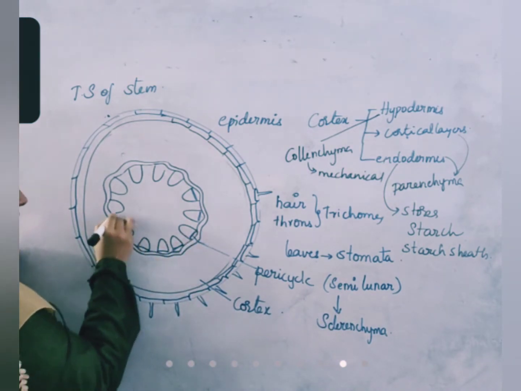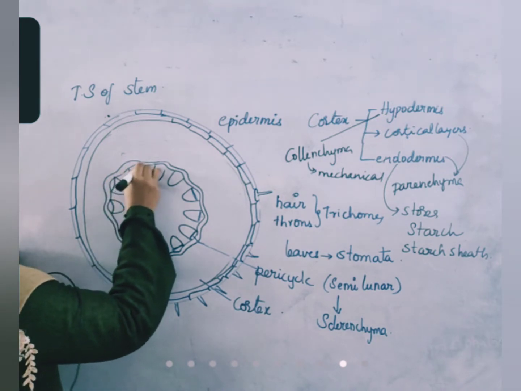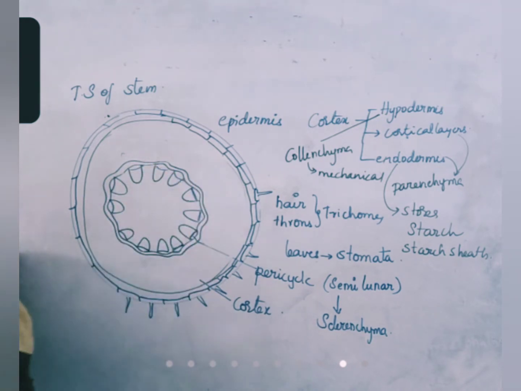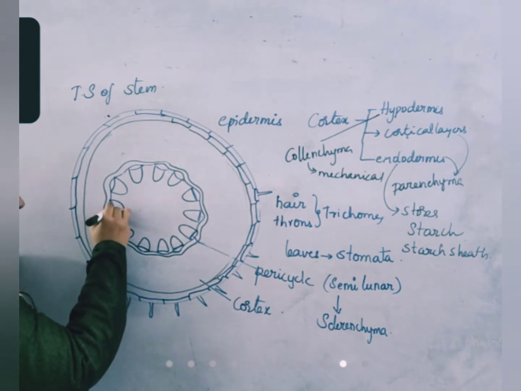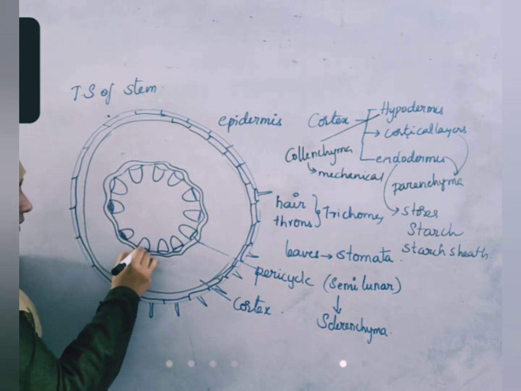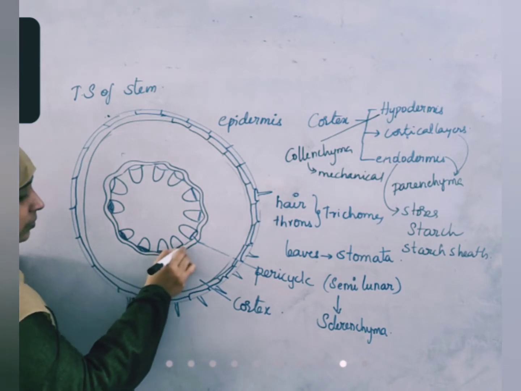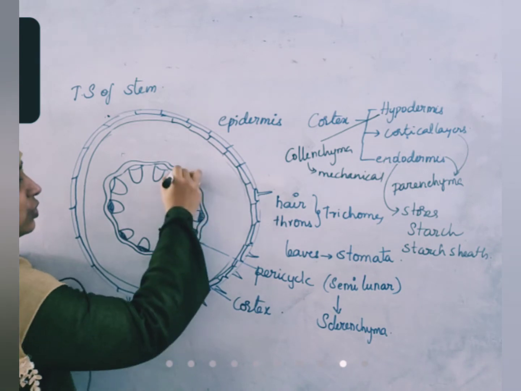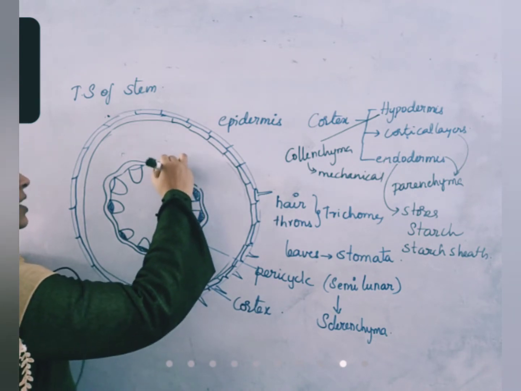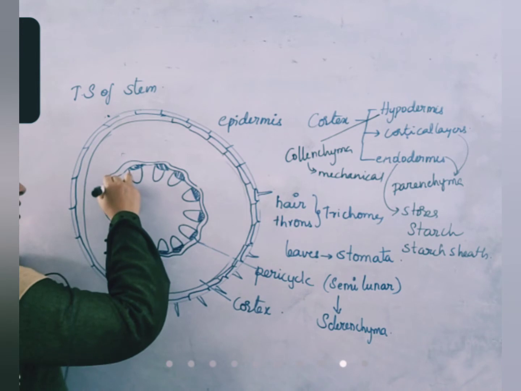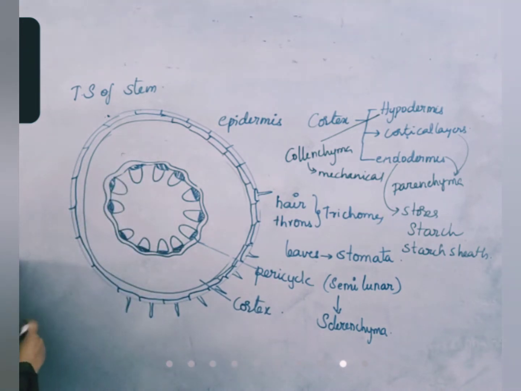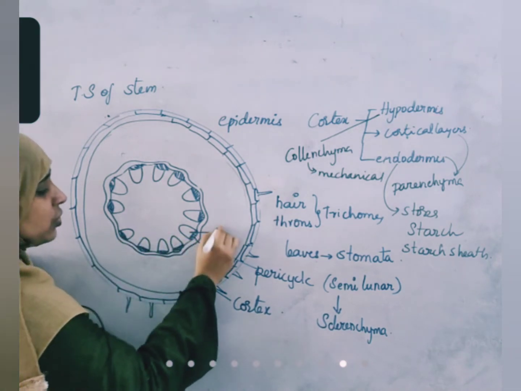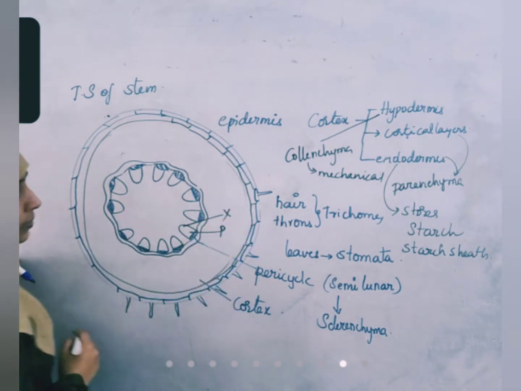Here the pericycle is present. This part is pericycle, and this part is pericycle. In case of root, it was different, right? Pericycle was a continuous layer of cells. Here they are semilunar patches. Below that starts the phloem tissue and after that xylem. This is phloem tissue, this is xylem.